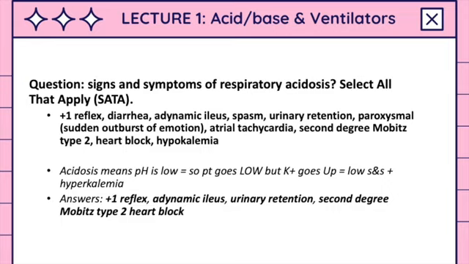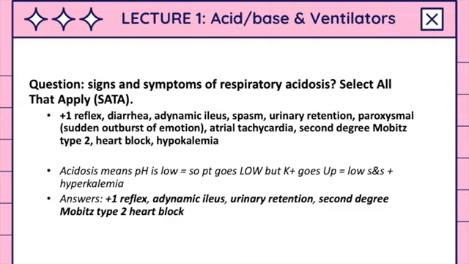Now, up or down? Down. Select or no select? Yes. Up or down? Select or no select? No. Adynamic, without movement. Up or down? Down. Select or no select? Select. Spasm, up or down? Select or no select? Urinary retention? Down. Select. Paroxysmal atrial tachycardia, select or no? No. Mobitz type 2 heart block, yes or no? Yes.